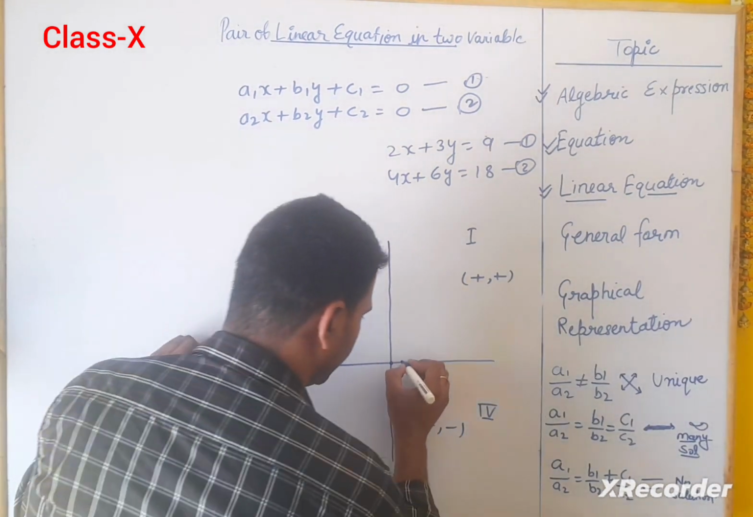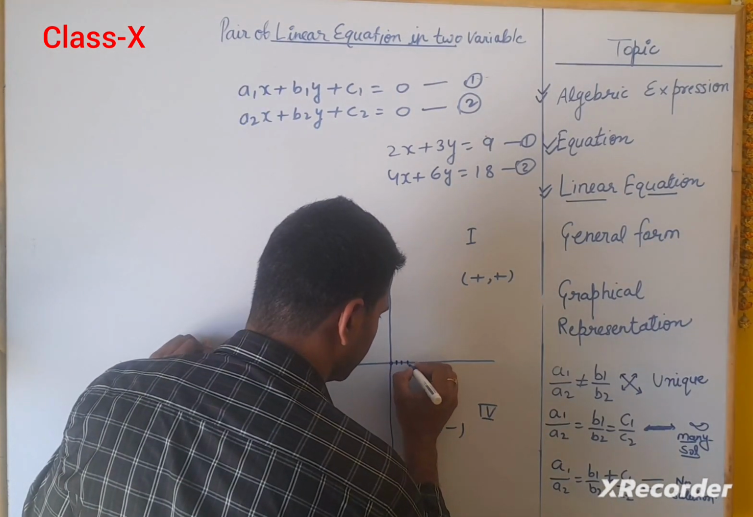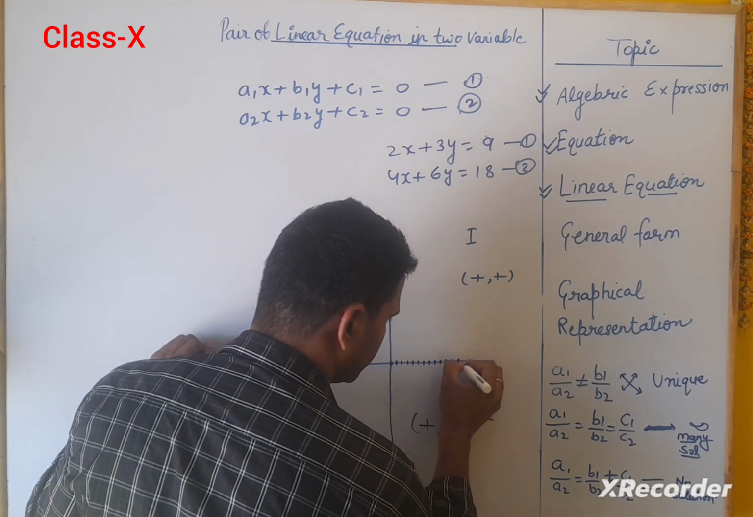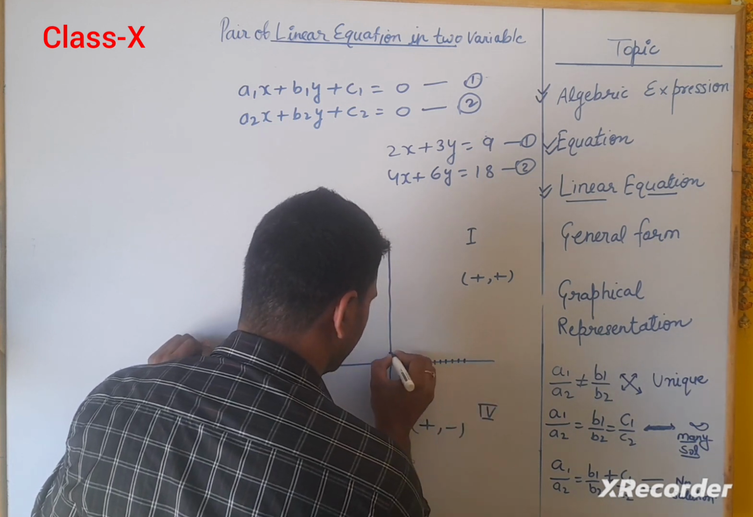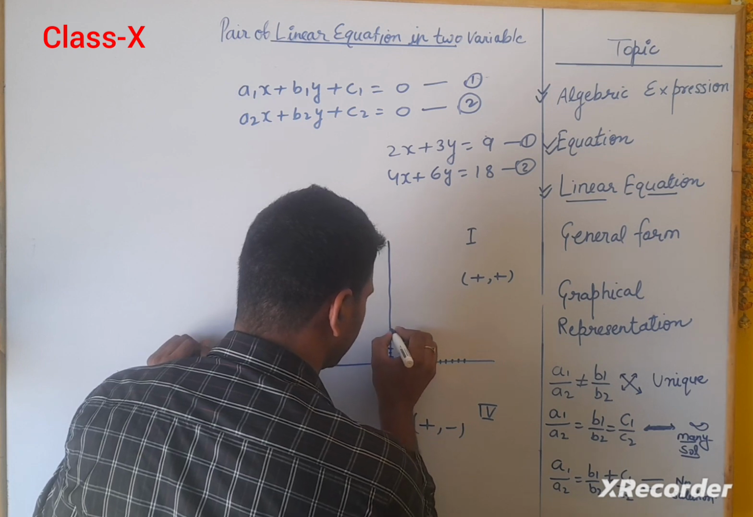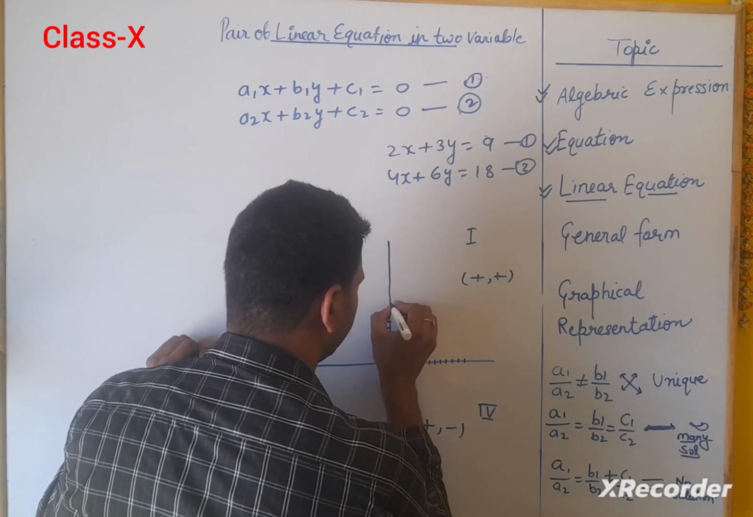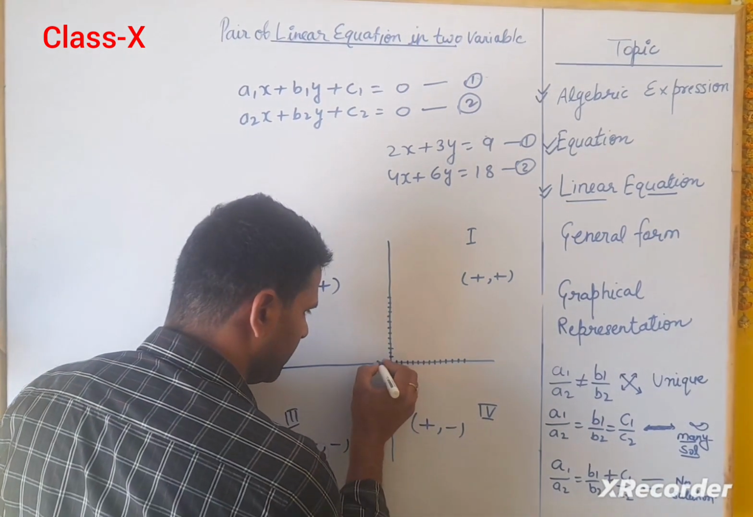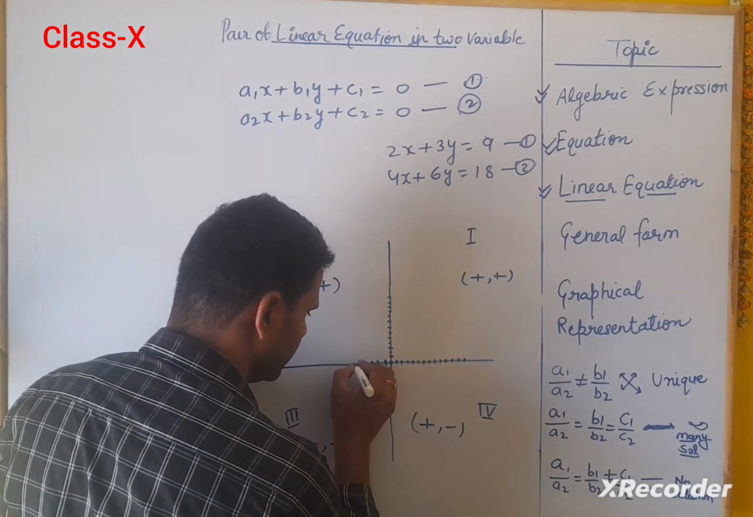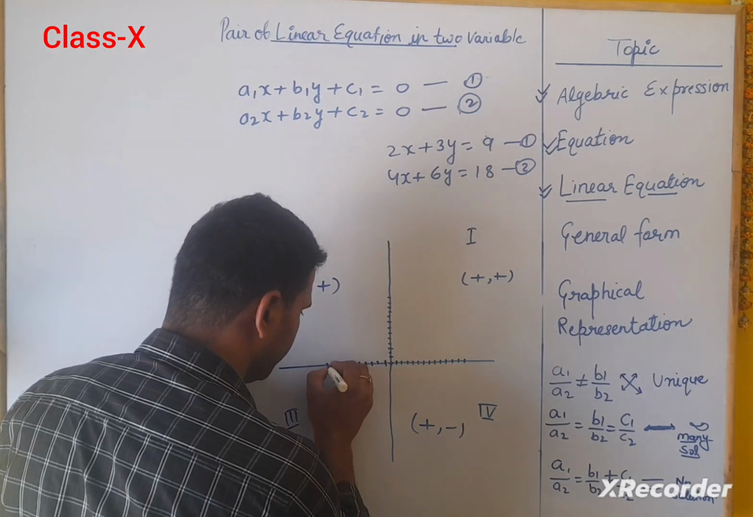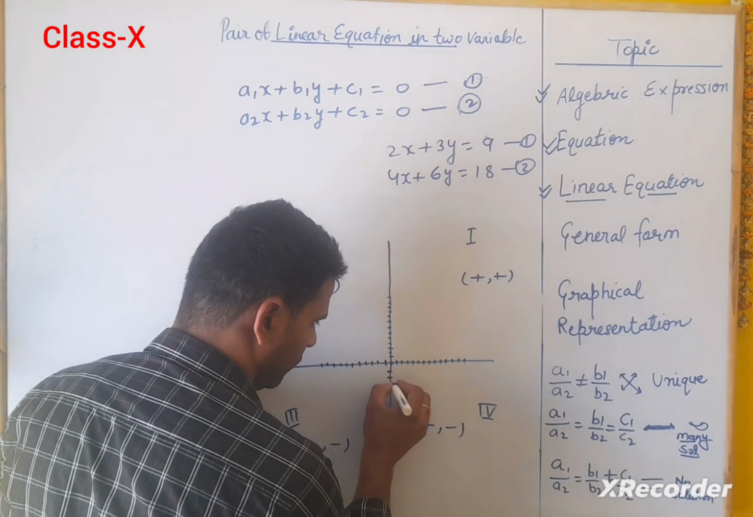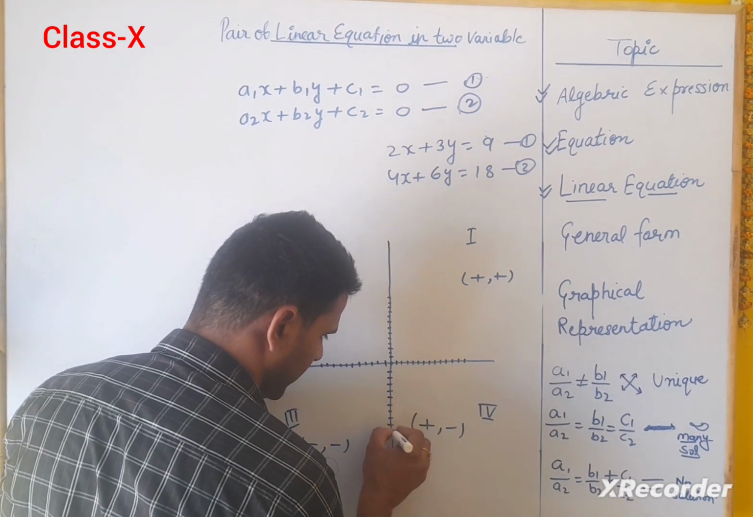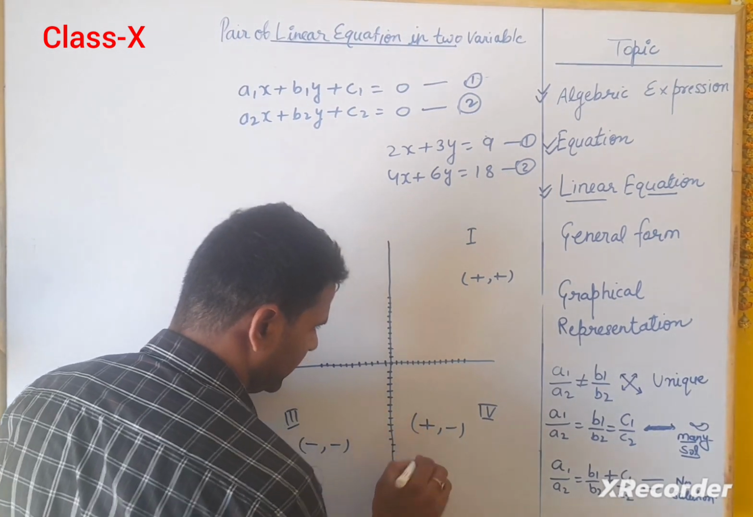On the graph you can see 1 2 3 4 5 6 7 8 9 10 11 12 13. Similarly 1 2 3 4 5 6 7 8 9 10 11 12 13. I am just drawing. If you have graph paper you can see it easily. I am drawing these things because I am going to explain them to you. I think that is clear.